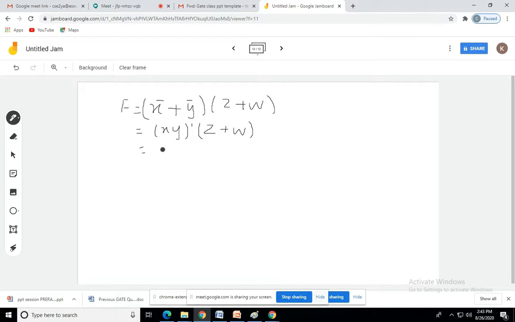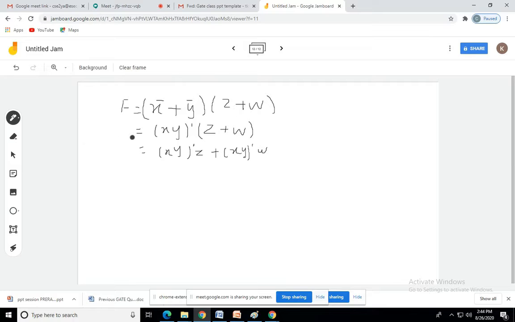And again, by applying the distributive law, we will have (xy)' z + (xy)' w. Sorry, you have to write (xy) whole dash, and here also it is (xy) whole dash into w. Now the expression is of the form sum of product.